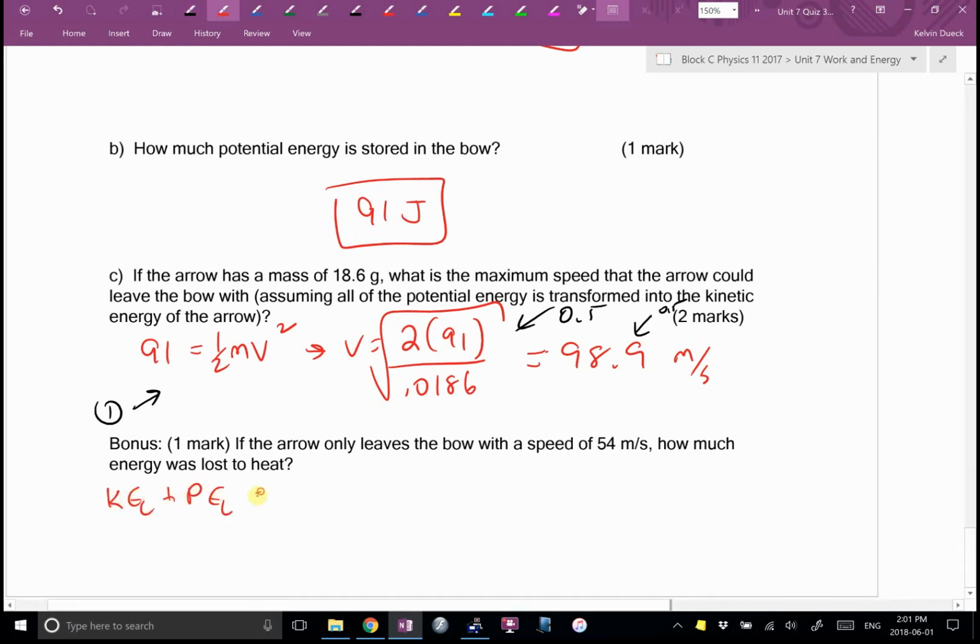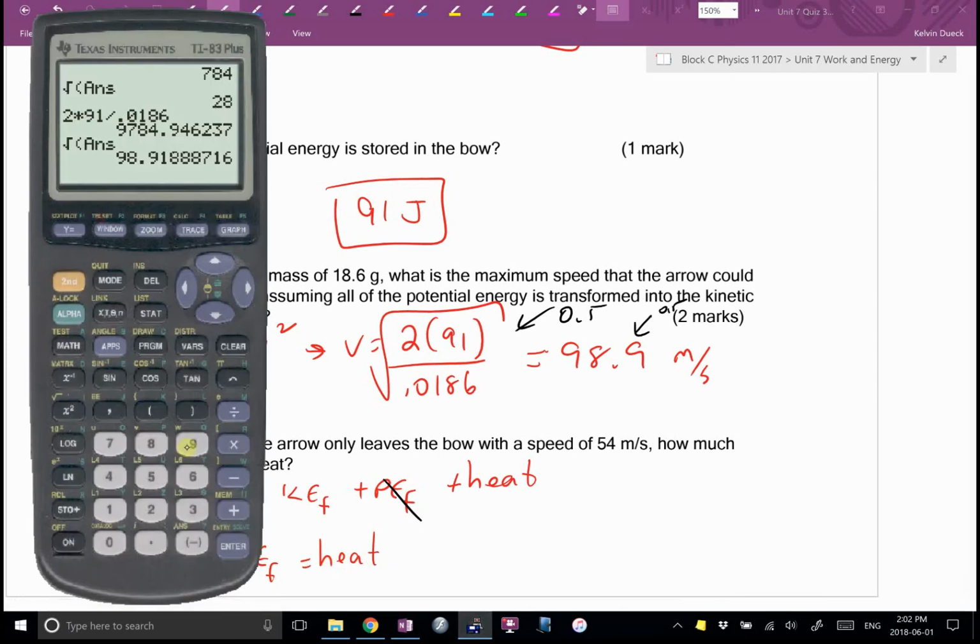Kinetic initial plus potential initial equals kinetic final plus potential final plus heat. Now here, potential is the energy from the pull, not from gravity. So my final potential is 0, my initial kinetic is 0, and I want to get the heat by itself. It's going to be potential energy initial minus kinetic energy final. That equals heat.